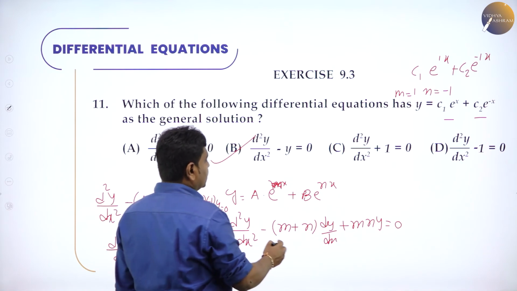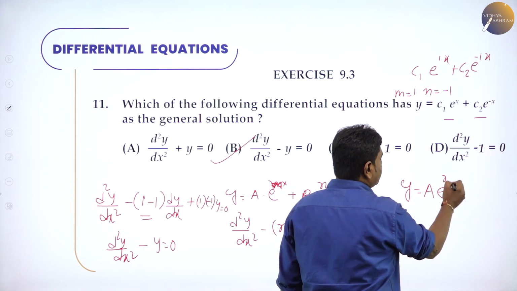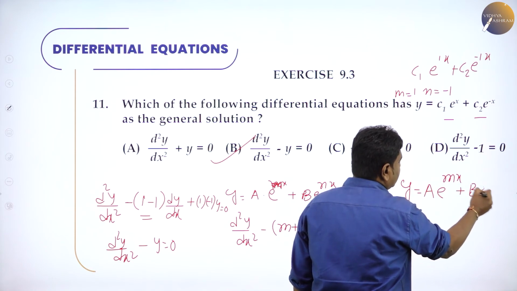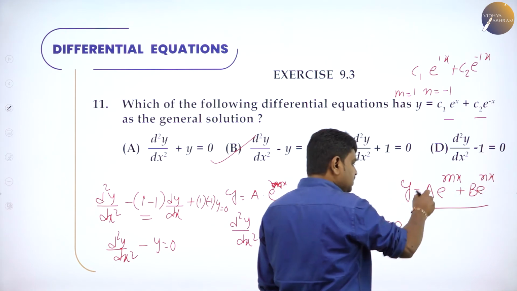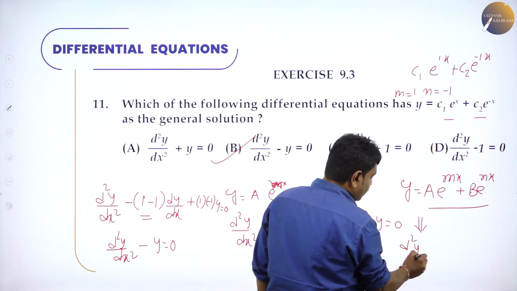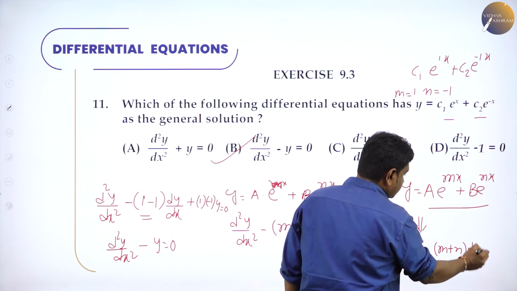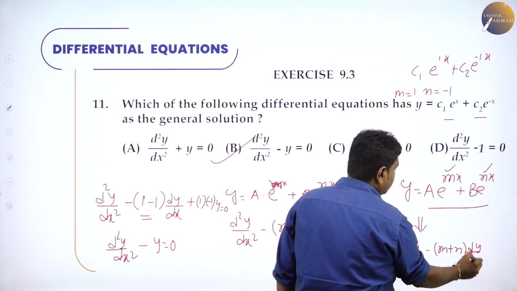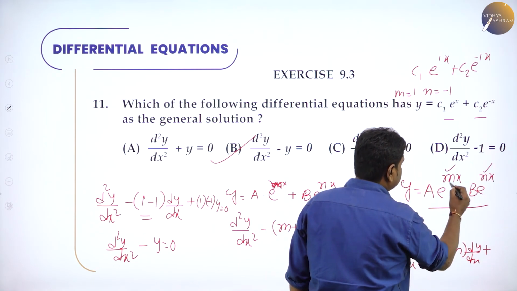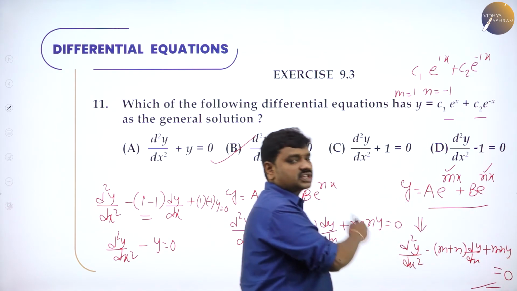I'm using a shortcut. If the problem is in the form of y is equal to a, any constant, e power mx plus b e power nx, this is a shortcut. It is a successive derivative proof also. What is the answer for this? For this, always d square y by dx square minus (m plus n) into dy by dx, meaning the sum of the coefficients into dy by dx, plus the product of the coefficients, m into n, into y is equal to 0. We proved this also in successive derivative.